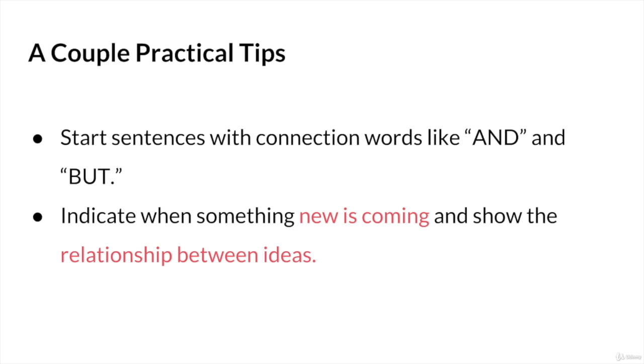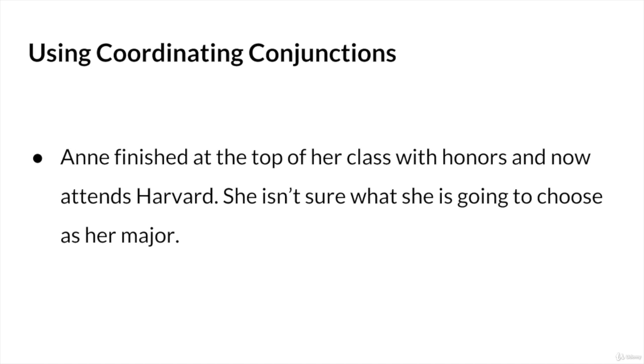Second is indicate when something new is coming and show the relationship between ideas. As you move from paragraph to paragraph and sentence to sentence, you're going to relate one idea to another. And whatever you're writing about, that's universally true. What you need to be sure to do is to indicate that something new is coming and show how it's related. So here's an example.